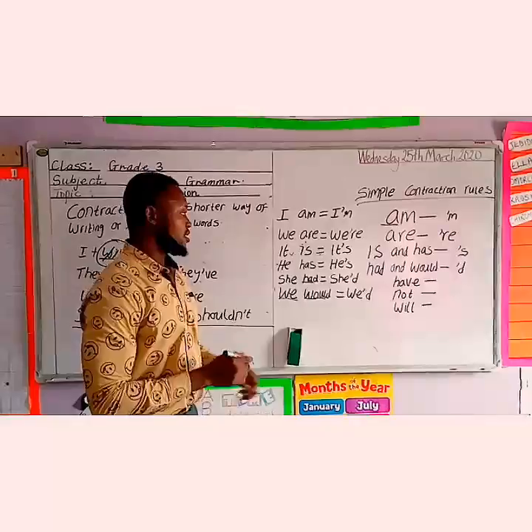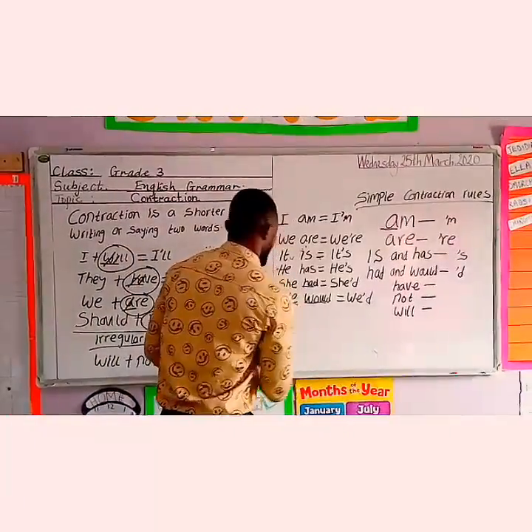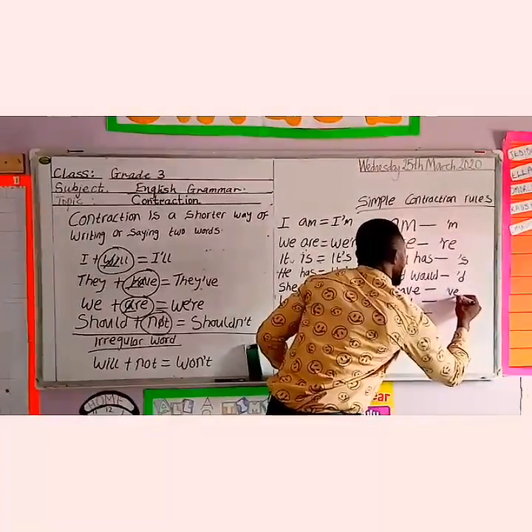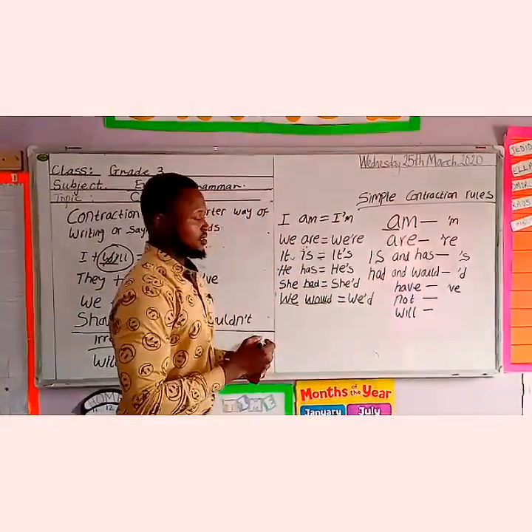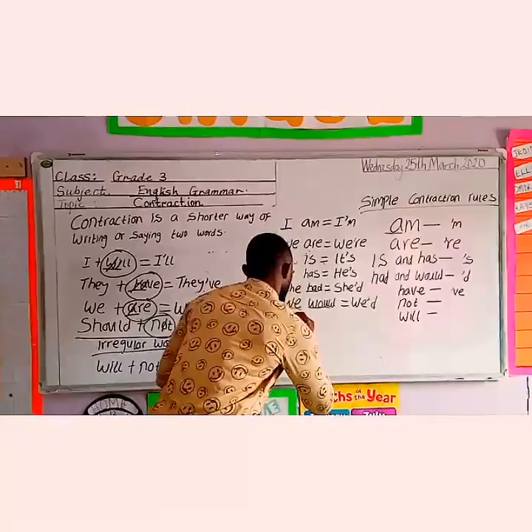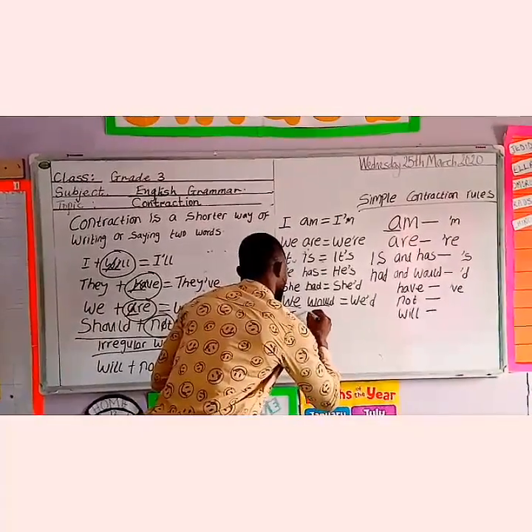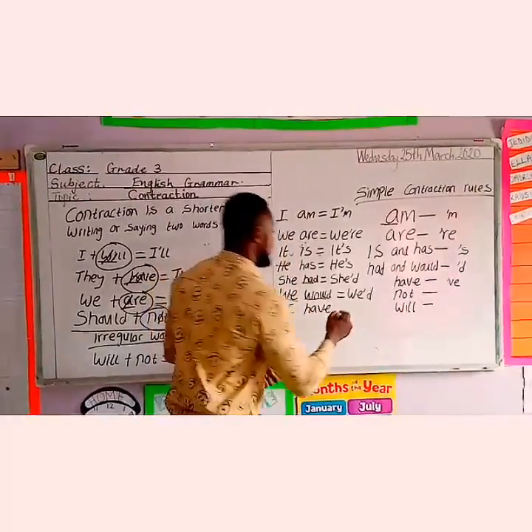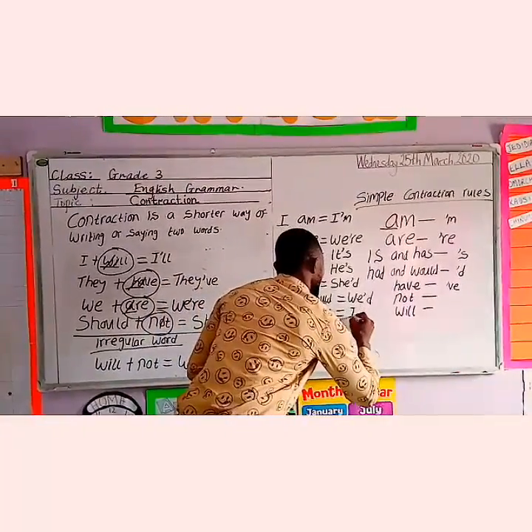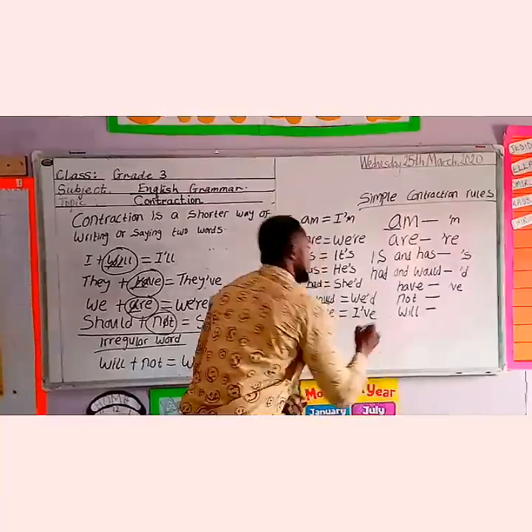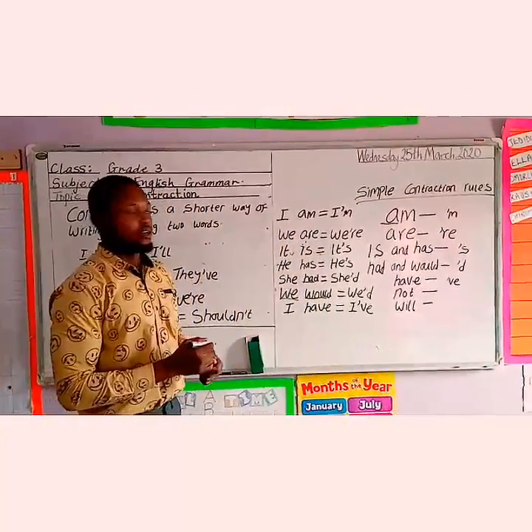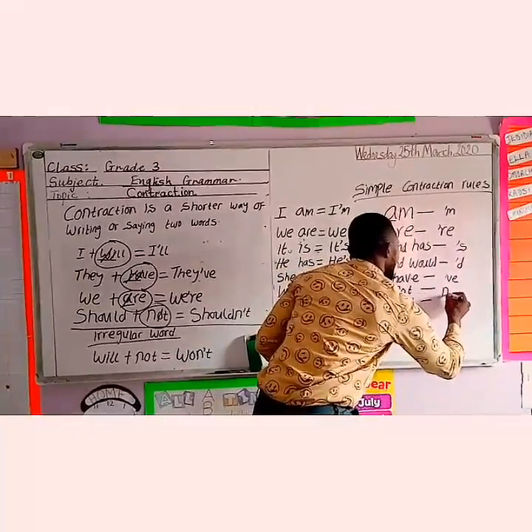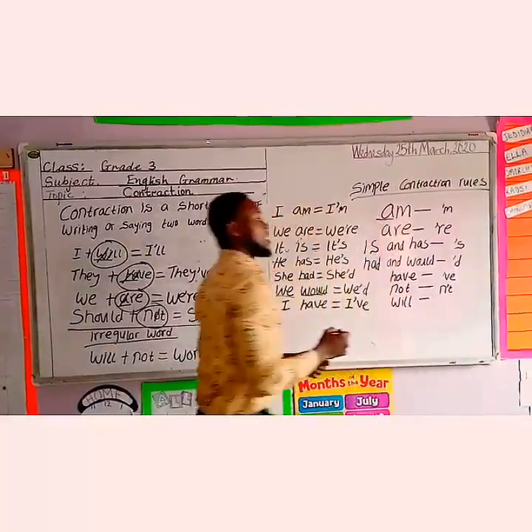Are we together? For have, when contracted, we have this, and it becomes, in a word like I have a pen, or whatsoever sentence you intend making, you end up having something like this: I've. So this, the contracted form, looks like this.